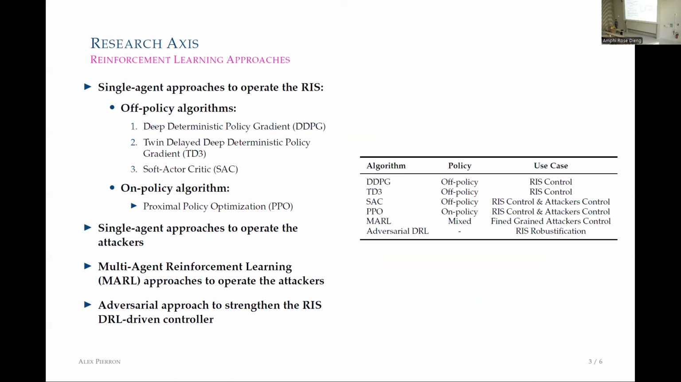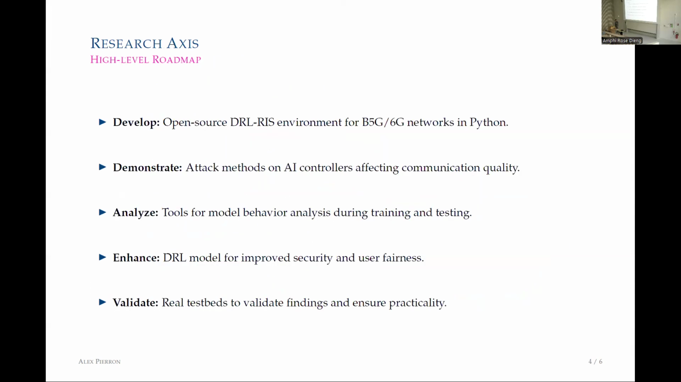So a quick word about the reinforcement learning approach we have. We have several algorithms that we will use, DDPG, TD3, SAC. It's a bit of name dropping for the guys that are interested in this topic. And also for the attacking team, we consider using multi-agent reinforcement learning so that we can have some very insightful, maybe attack schemes that can be here.